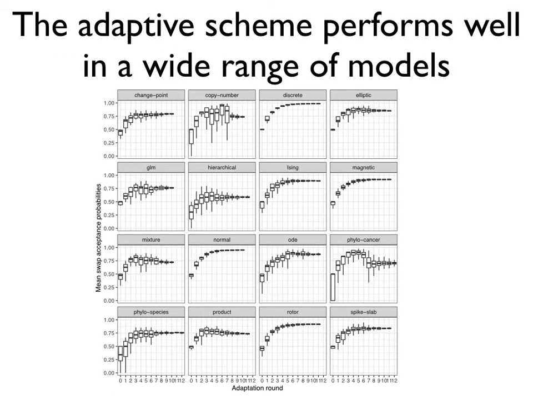So this adaptive scheme performs well in a wide range of models. We tried a large range of models, from simple foundational models such as GLM and vector models to more complex ones such as cancer copy number calling, ODE parameter estimation, spike and slab, and a couple of phylogenetics models. And we always found that within about 10 to 12 rounds, the scheme converged to an equi-acceptance schedule.